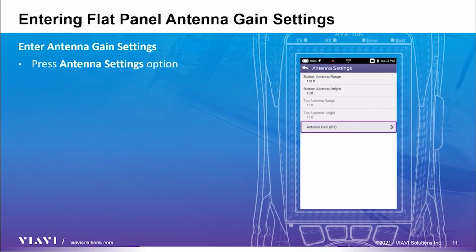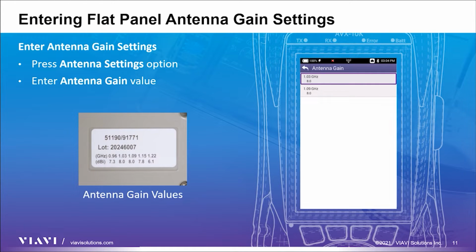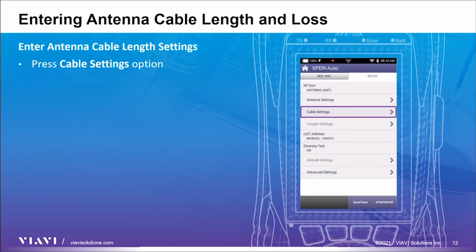Next, you will need to enter the gain values that can be found on the flat panel antenna label. Using the correct gain values for the antenna being used is essential to receive accurate parametric and MTL measurements. Now go to the antenna gain settings window and enter the gain values as shown on the antenna label. The flat panel antenna cable values are the final settings required for a proper setup.